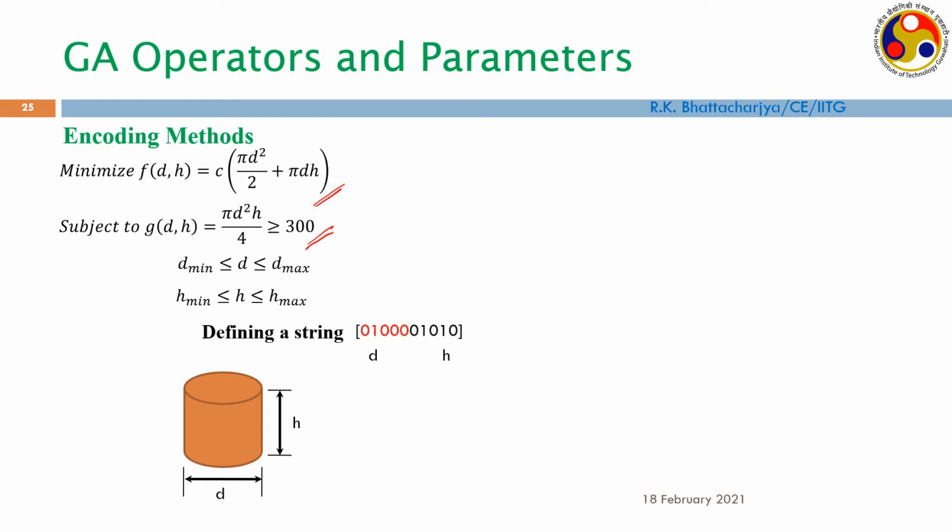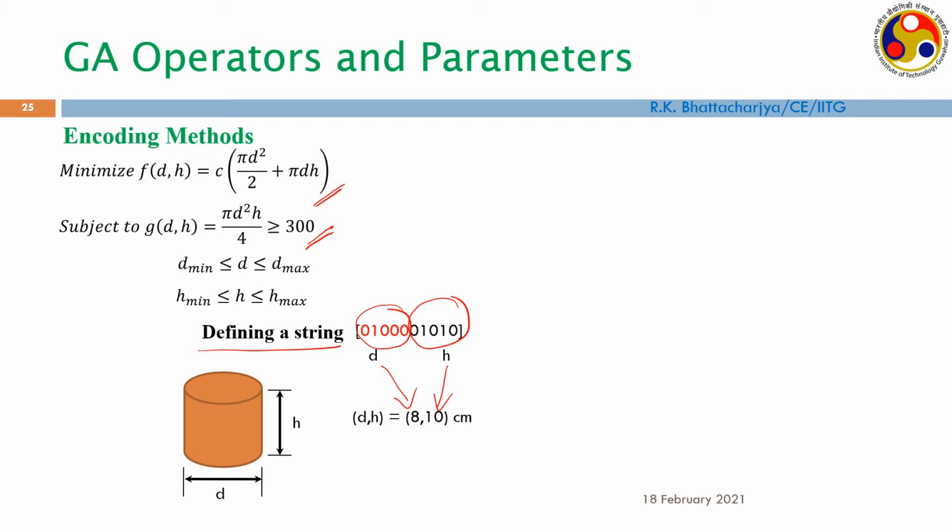Okay, so now defining a string like this. I have defined a string: 6 bits I am using for D, and another 6 bits I have used for H. So in that case, suppose 0 1 0 0 0 is the D string, and this is for H, variable 1 and variable 2. The corresponding values are 8 and 10. I'm not using the mapping here, but the corresponding decoded value of D is 8, and for H is 10 centimeter.